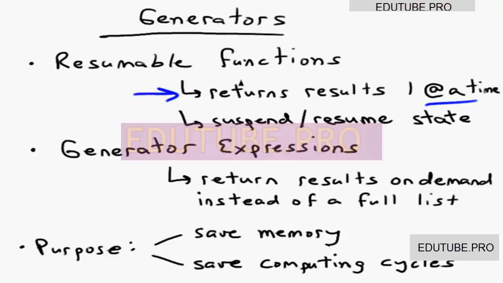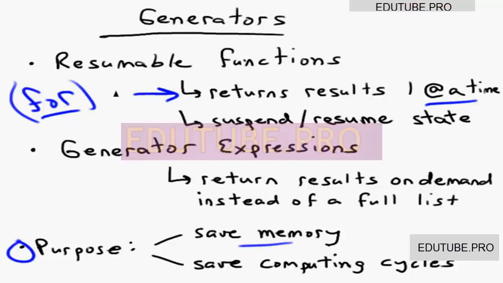Therefore, a generator function is going to return results one at a time instead of just giving you the function result as a whole. Now, generator functions are used almost exclusively in looping constructs. For instance, the for loop. Now, why would you care about a resumable function or a generator? What's the purpose? The main reason why Python programmers like using generator objects for their for loops or their iterations is that you can save memory.